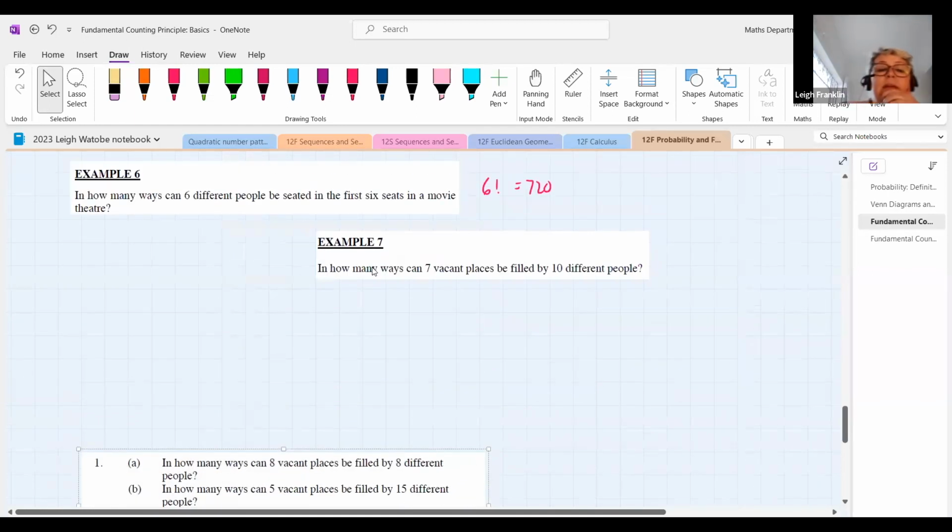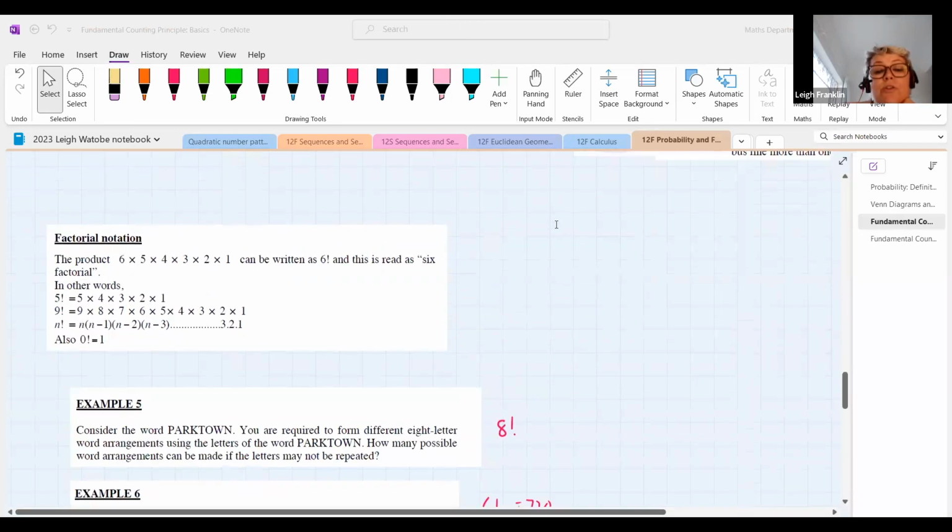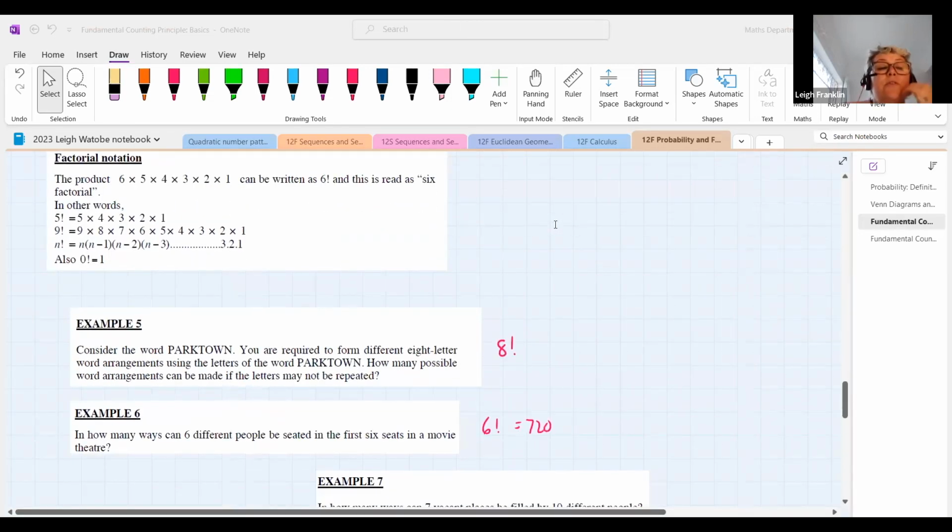In example 7, it says, in how many ways can 7 vacant places? Okay, Stokozile, did you want a screenshot of this? Sorry, Stokozile was just asking for a screenshot. Is that correct?